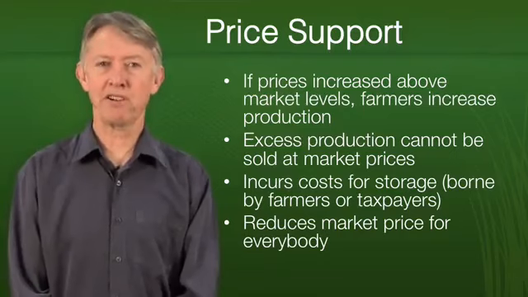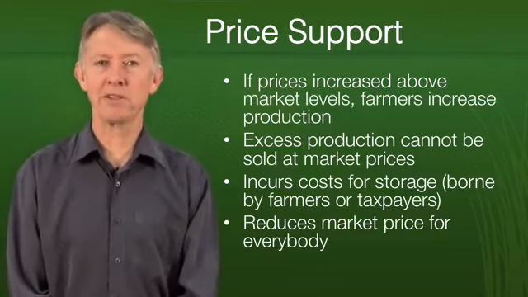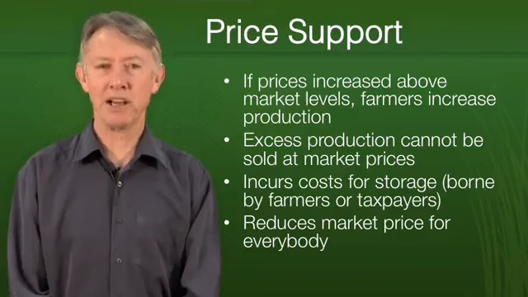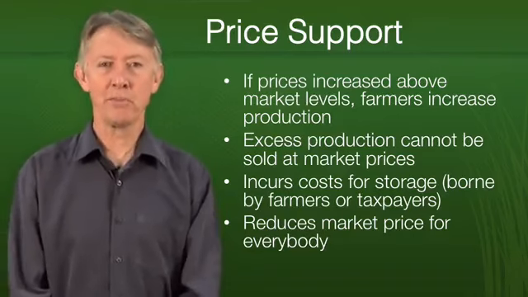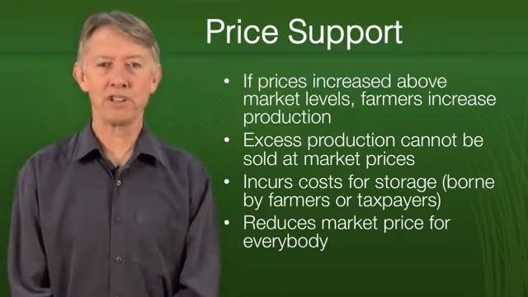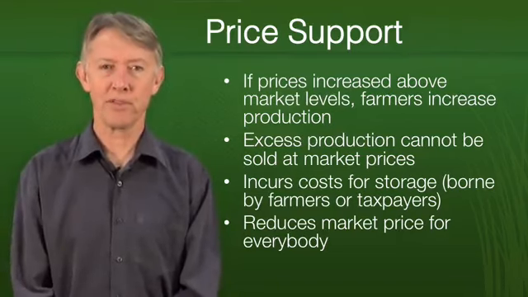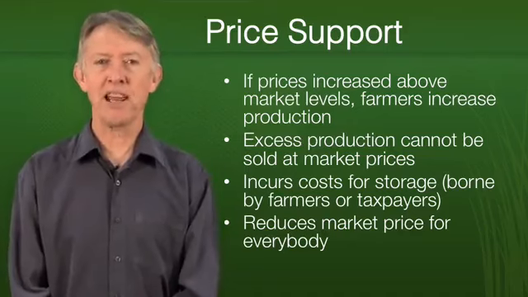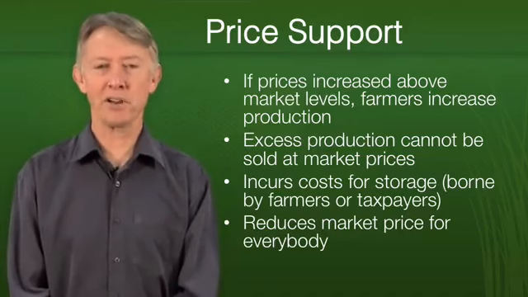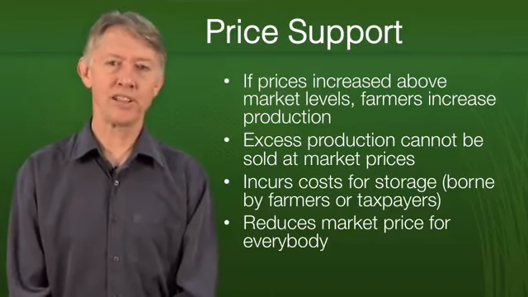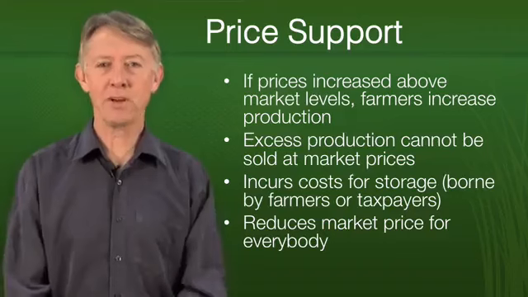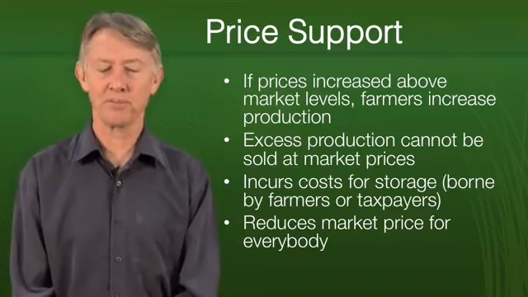If the prices of agricultural products are increased above market levels, it prompts farmers to increase their production. Of course, we saw that with the supply curve. The higher the prices are, the more supply there will be, the more production producers will choose to produce. The problem is that this results in excess production that cannot be sold at market prices. And then what are you going to do with that? The most common solution is to store this excess production in the hope that at some future time it can be used or sold.